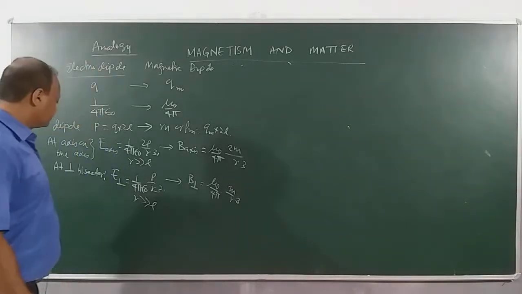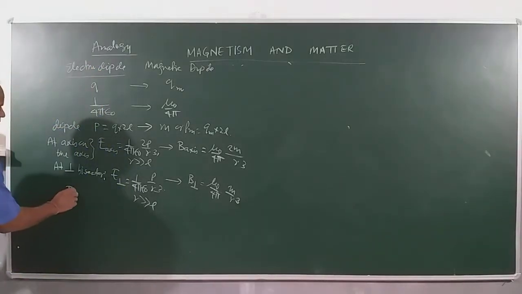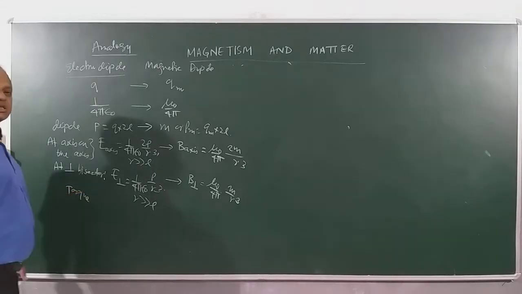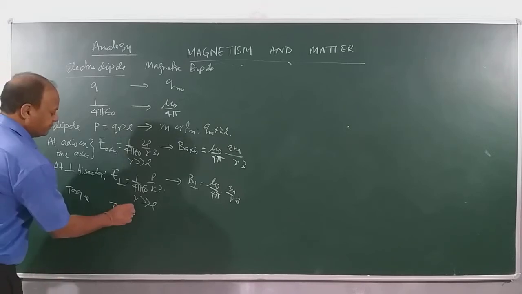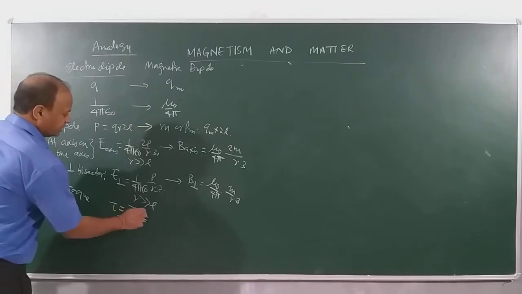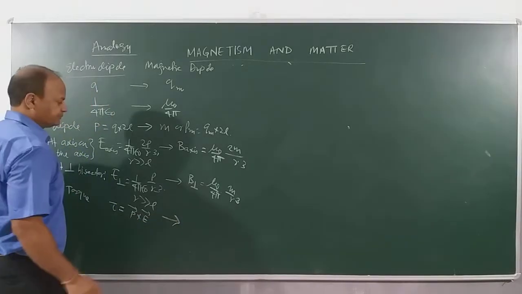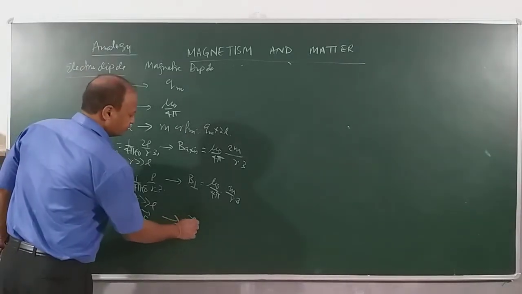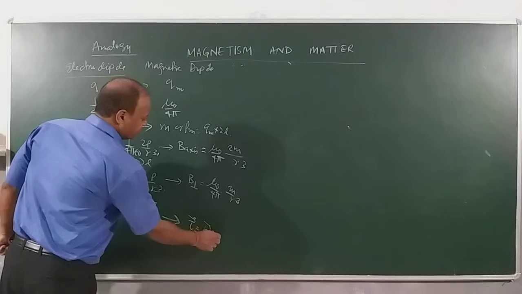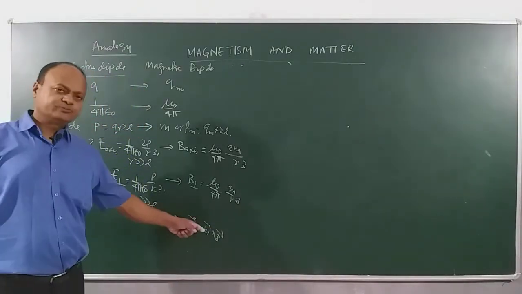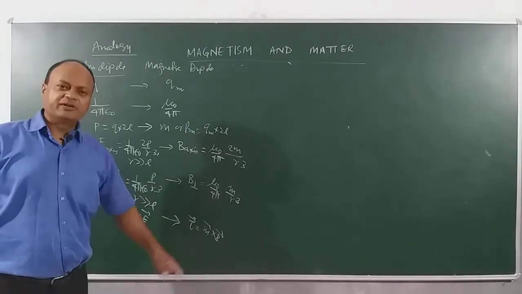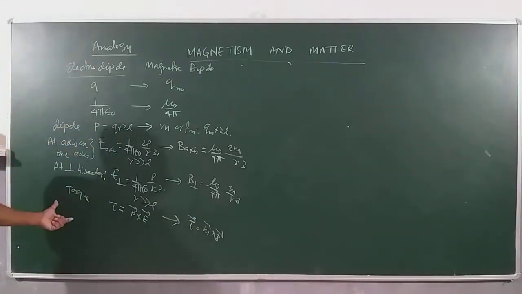Now we have torque. Torque in case of electric dipole, tau is equal to p cross E. Now its analogy for a bar magnet is torque equal to M cross B. See the result here: in place of p I have written M, in place of electric field I have written magnetic field. So the analogy is between electric dipole and magnetic dipole. Okay, so copy it down.